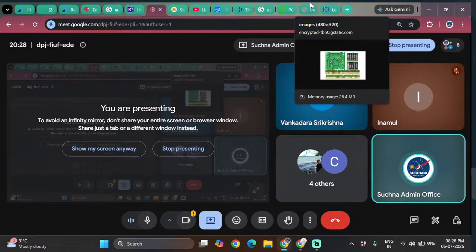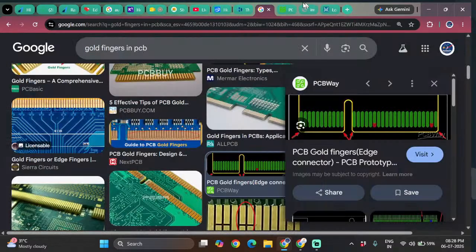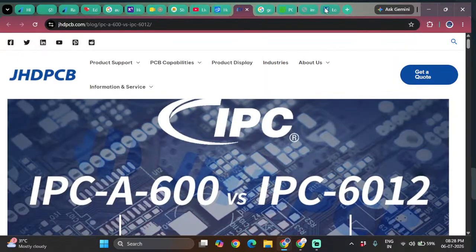And one more thing is there should be around 1.5 mm, I think. There should be at least a 1.5 mm gap from the gold finger. Within 1.5 mm from the gold finger there should be no component. Okay, I'll check.